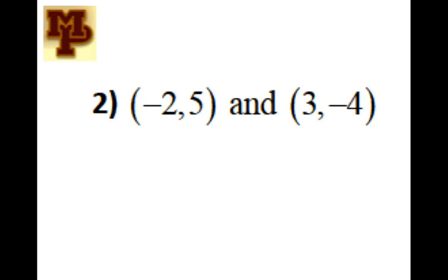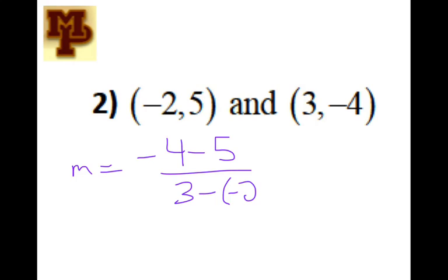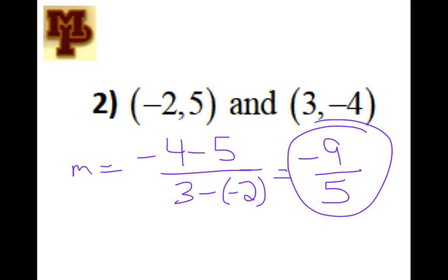Next one, we're going to do the same thing. So we got negative 4 minus 5 over 3 minus a negative 2. So that's negative 9 over 5. That's the best we can do. Remember, 3 minus a negative 2 is 3 plus 2. Alright.